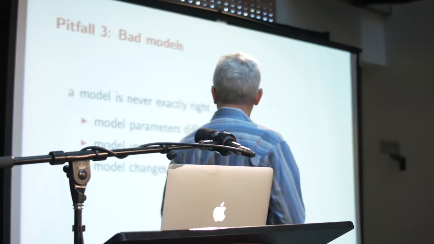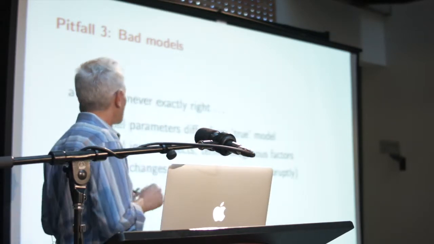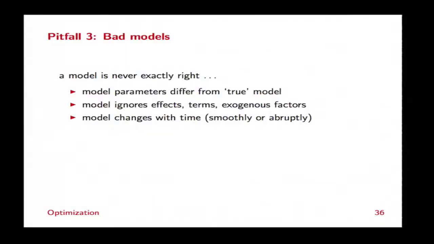This is a really tricky one. They're never exactly right, so the parameters are slightly off. There might be all sorts of effects you didn't think of. And a model could change with time, smoothly or abruptly. Something could break or something like that. All sorts of things can happen. Now, if you're lucky, everything still works well. But if not, it can be bad.